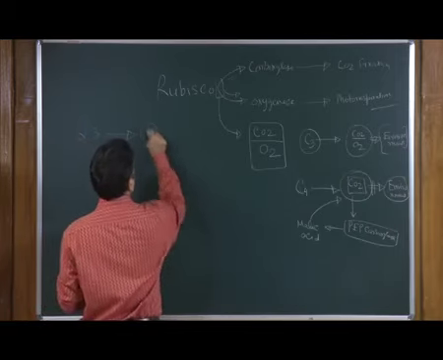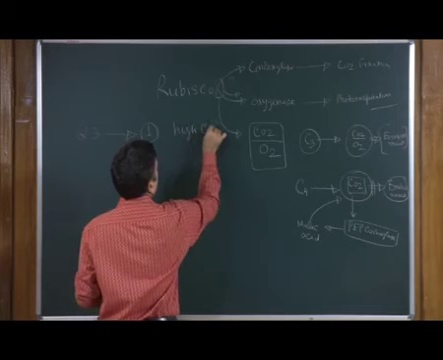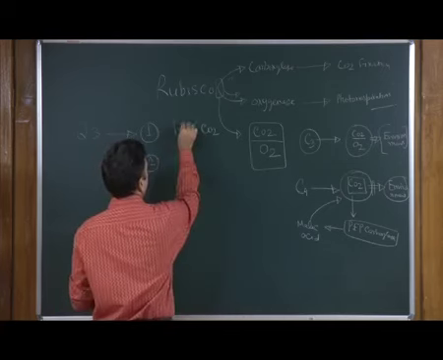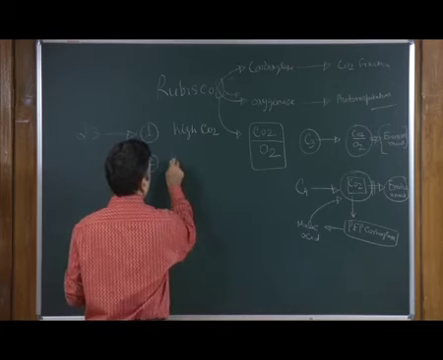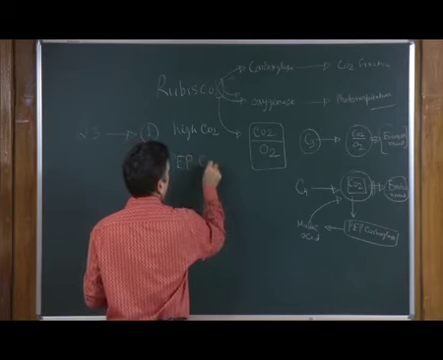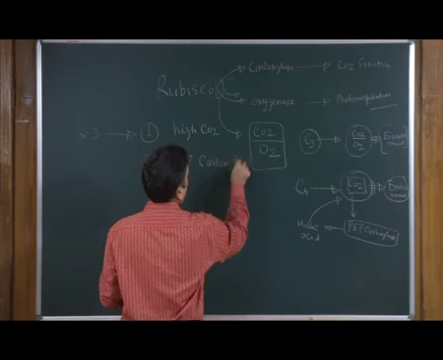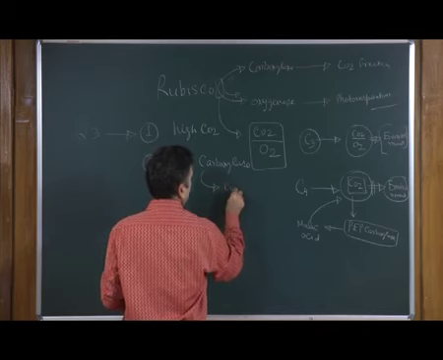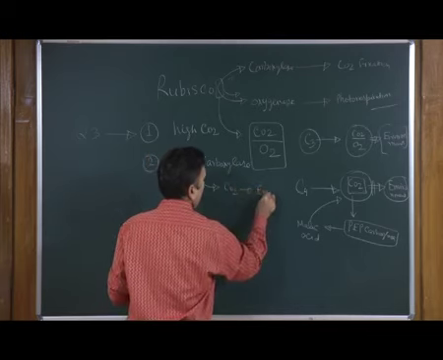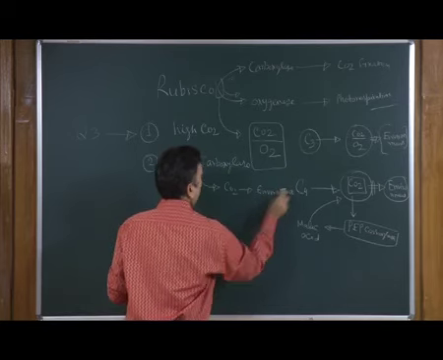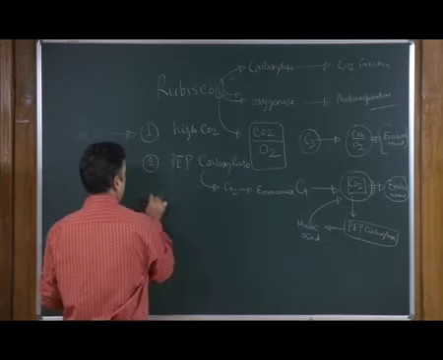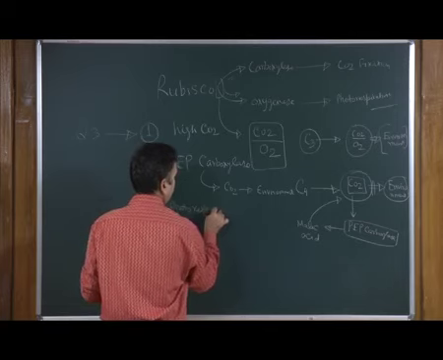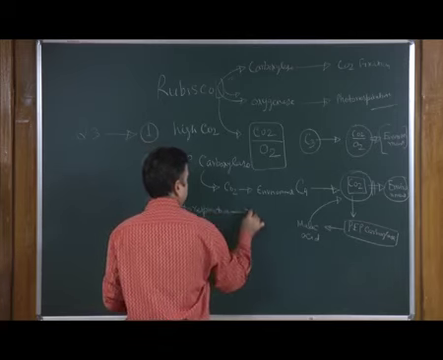Number 1, because of high carbon dioxide. Number 2, the primary acceptor is PEP carboxylase, and PEP carboxylase is going to fix the carbon dioxide from the environment. Because of this, these plants are not going to lose any of their synthesized material in the process of photorespiration.